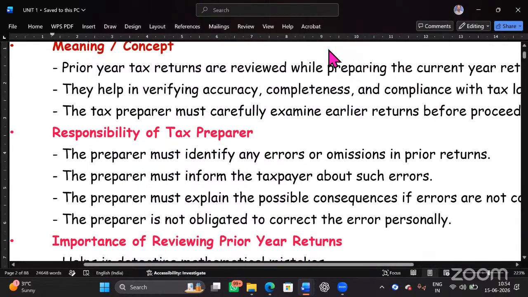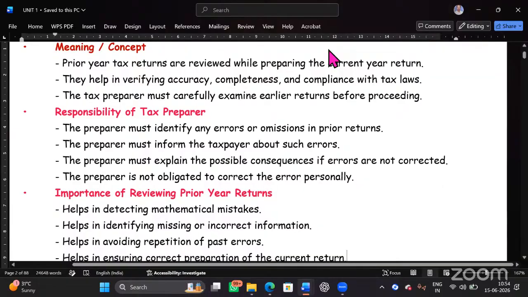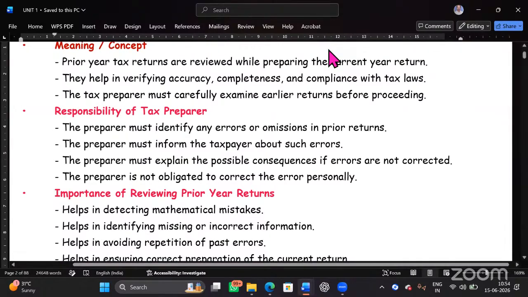About that professional personality, the concept will be clearly explained in paper number 3, not in paper 1. In paper 1, we are going to use the word just taxpayer. We don't know who he is, what qualification, everything will be covered in paper 3. So when the tax preparer is helping the taxpayer, that preparer has a responsibility to verify the previous returns while filling the current year returns.